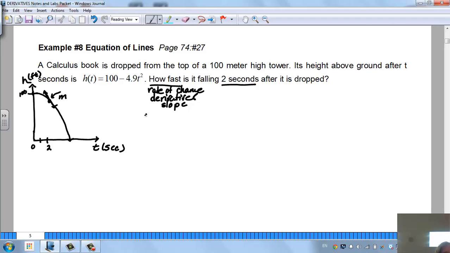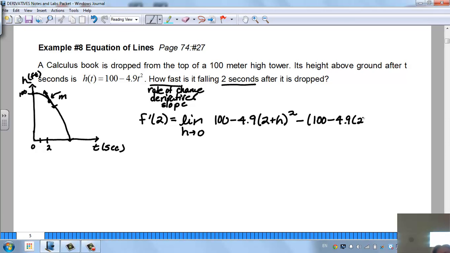So I know that the derivative is f prime of, and we're going to find it at 2 seconds, equals the limit as h approaches 0 of, now we got to put the 2 in there in our formula, so it's going to be 100 minus 4.9, okay, and then here we're going to put our 2 plus h squared minus, then we're going to do f of 2 or h of 2 in that spot, so that's going to be the same as saying 100 minus 4.9 times 2 squared all over h.